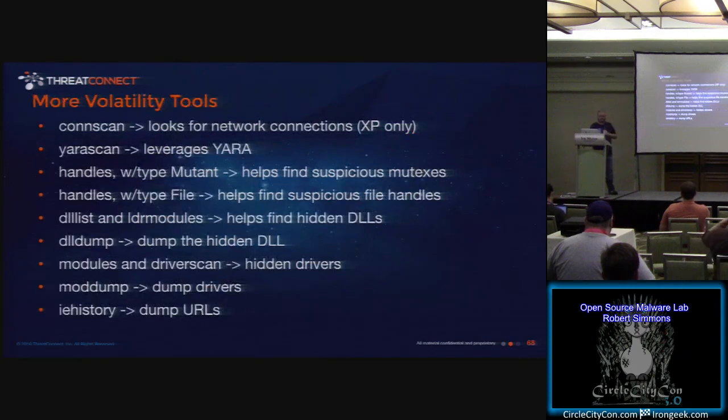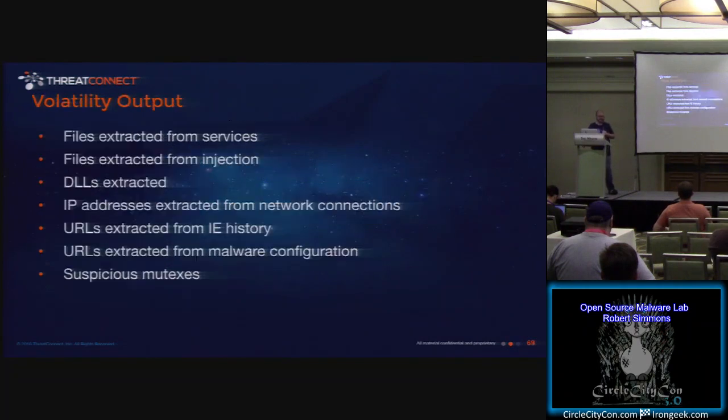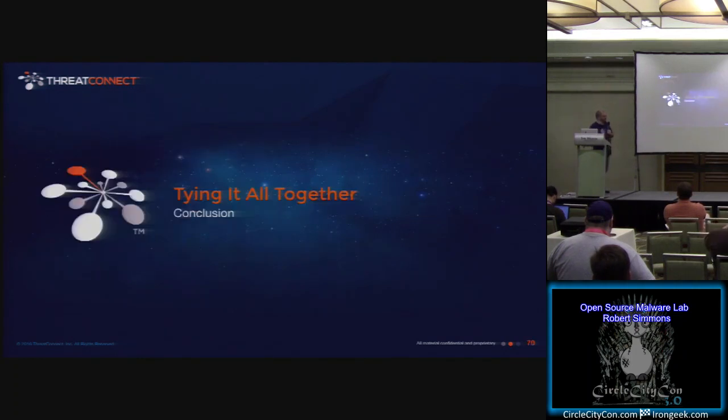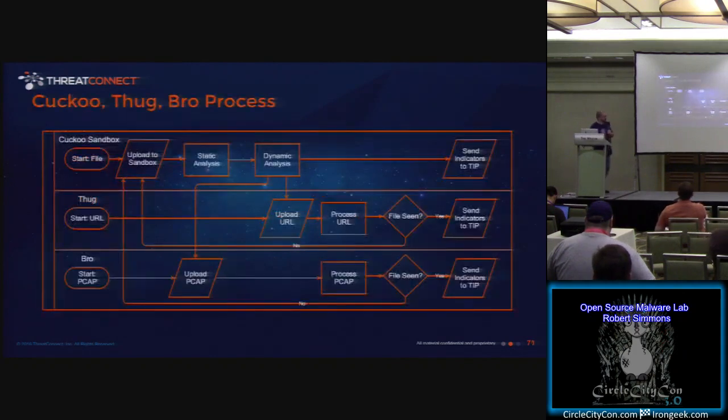So this is a list of other tools. I will be publishing these slides next week, so you can come back and look at this. I will just skip over that. There are a number of different files that you can pull out of memory, DLLs, processes. All of these can then be run through Cuckoo. And then you can extract URLs from the IE history if at some point IE was used in some way. This is a little bit more important for forensic work looking at a machine rather than malware analysis. But you also get suspicious mutexes, etc. So I want to tie this all together.